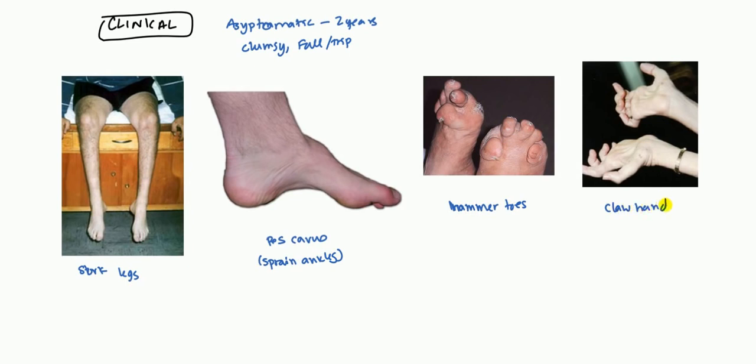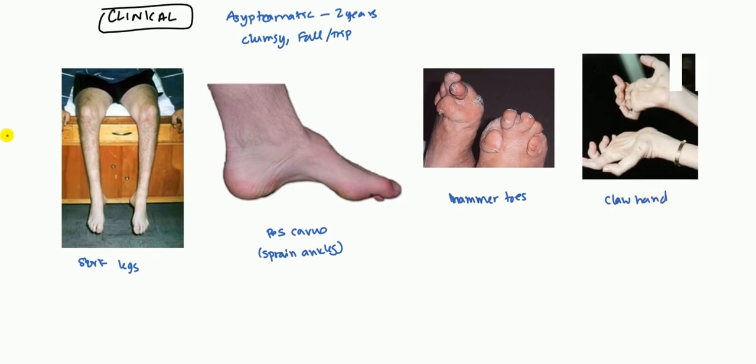And finally we have claw hands. Claw hands occurs because you do tend to sometimes get contractions of the upper limb as well as the lower limbs here. So both of these can be found in Charcot-Marie-Tooth syndrome.